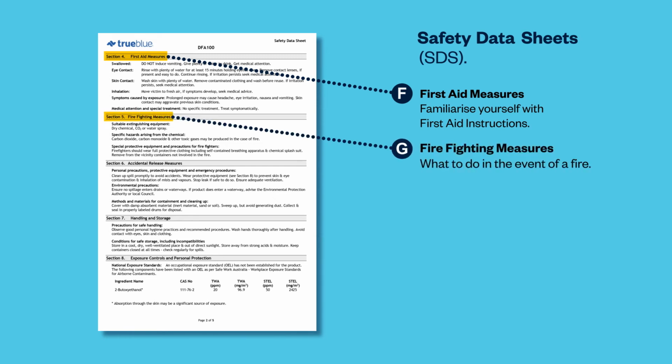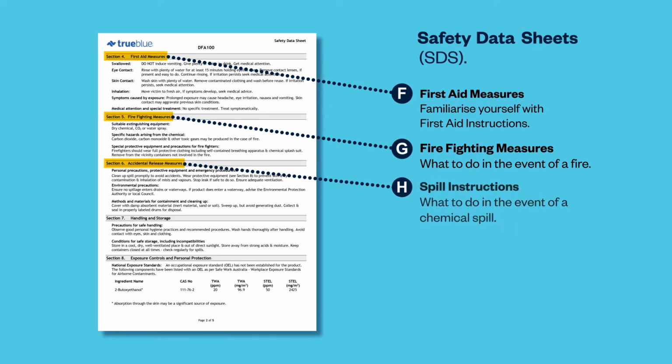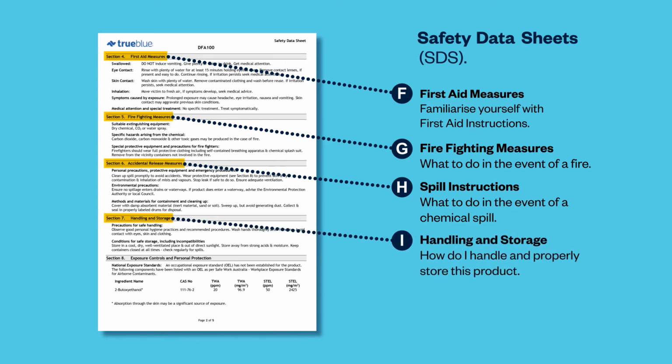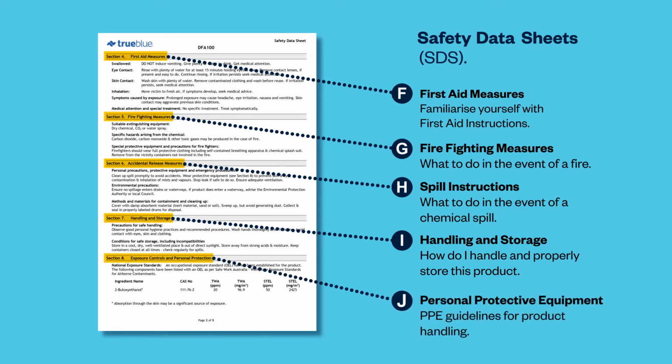Section 5 features what to do in the event of a fire. Section 6 includes required action in the event of a chemical spill. Section 7 gives instructions on how to properly handle and store the chemical. Section 8 provides guidance on how to minimise or even eliminate exposure and lists the recommended personal protective equipment users should wear to avoid chemical contact.